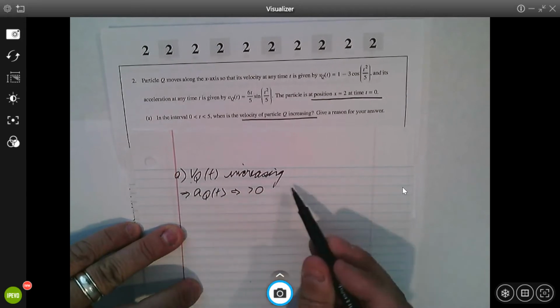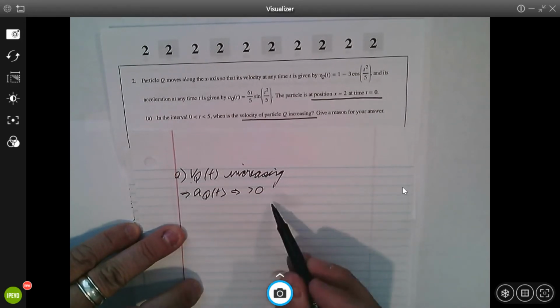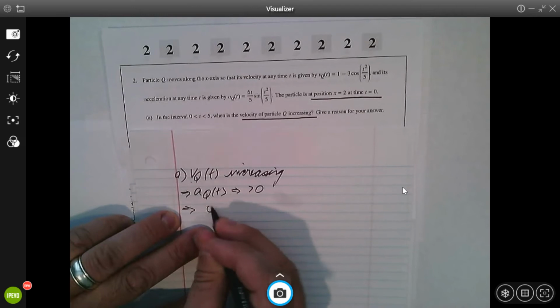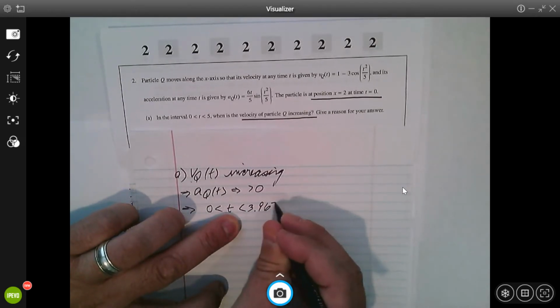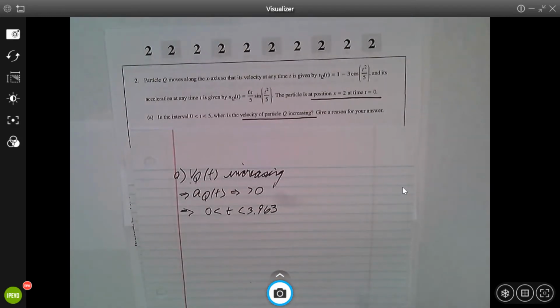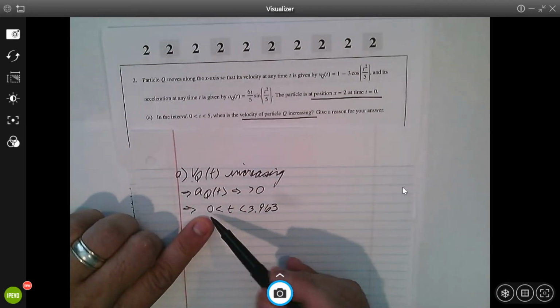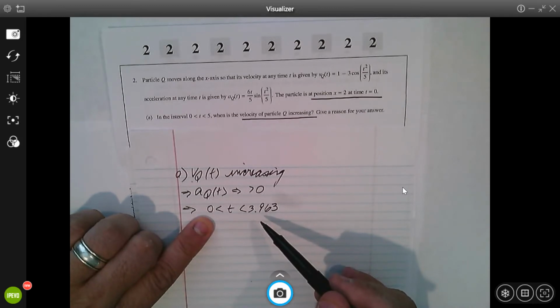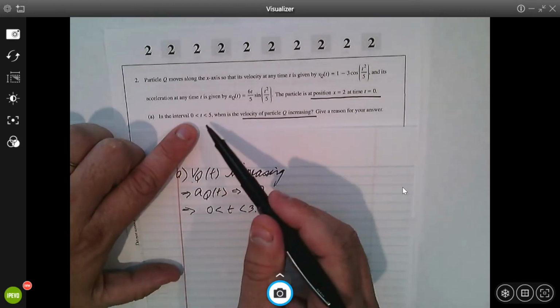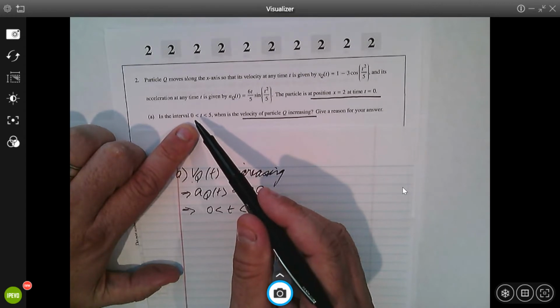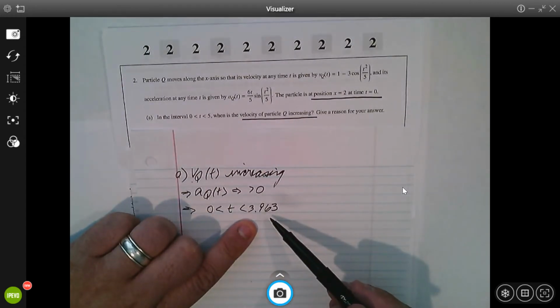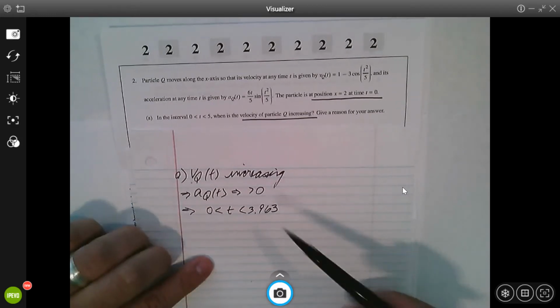We said velocity is increasing. That means the acceleration is positive. And so that's going to be the interval 0 less than t less than 3.963. Now you might be wondering, wait, why aren't we including 0? Why aren't we including the 3.963? Well, for different reasons. In the original problem, they asked me for the open interval 0 to 5, so I'm not supposed to include 0 in that. And at 3.963, we have a root, which means the acceleration isn't greater than 0, it's equal to 0 there.